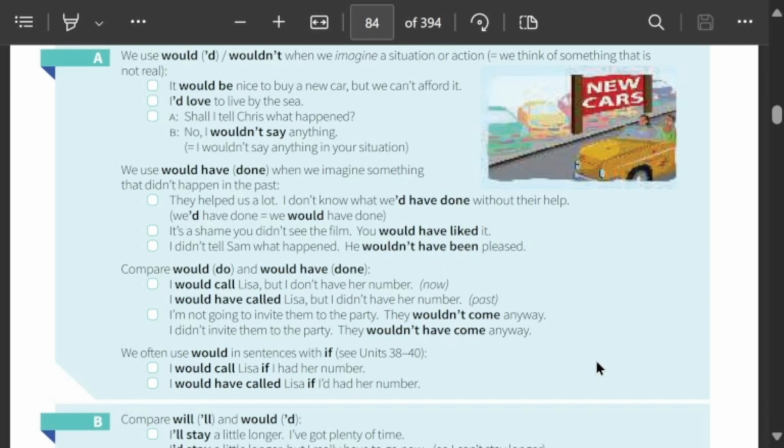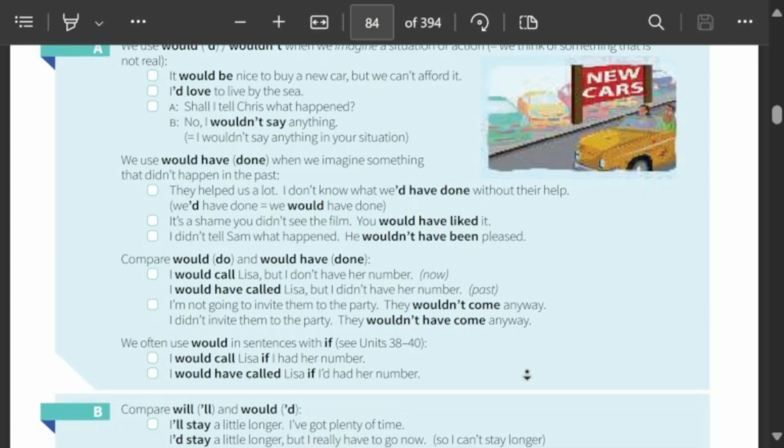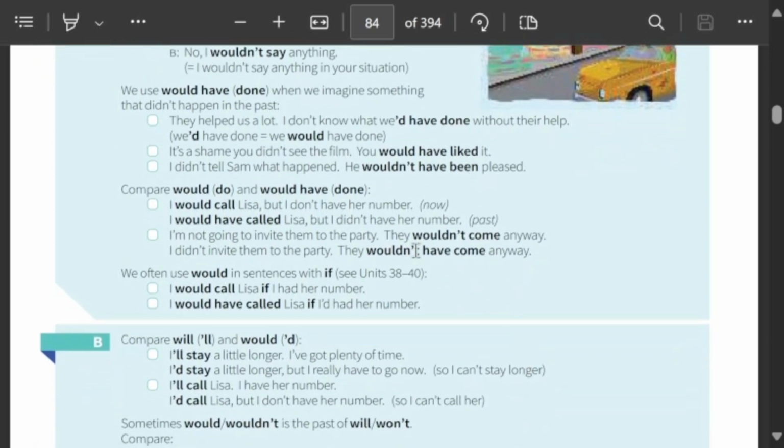I didn't invite them to the party last year, for example. They wouldn't have come. We often use would in sentences with if. We have some lessons about this, but I think this is easy for you.